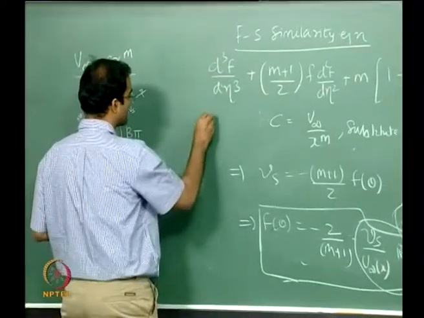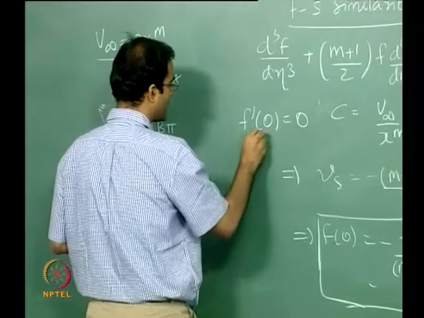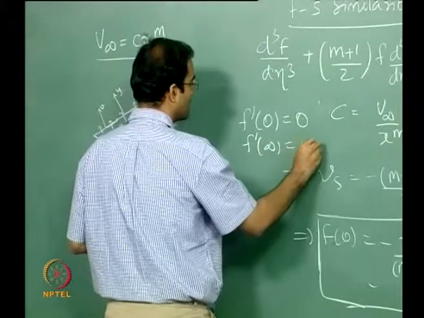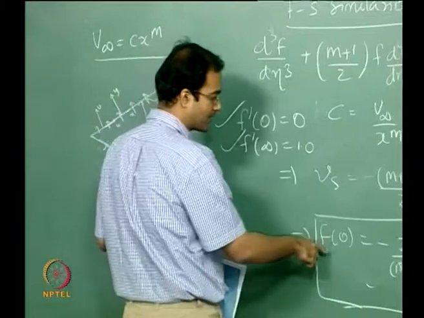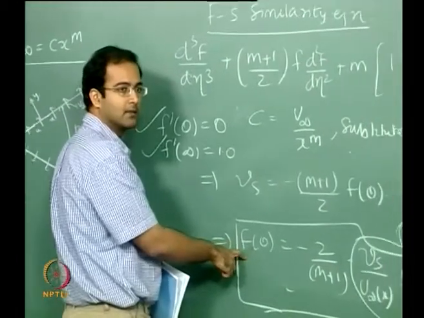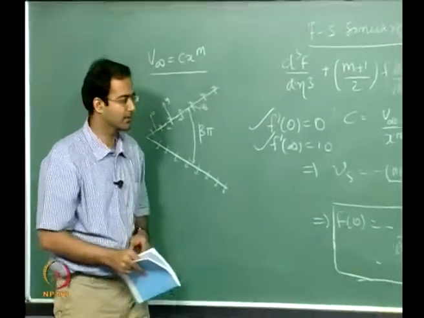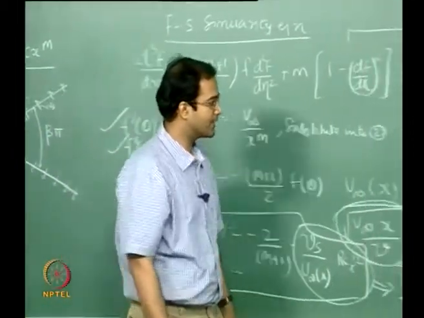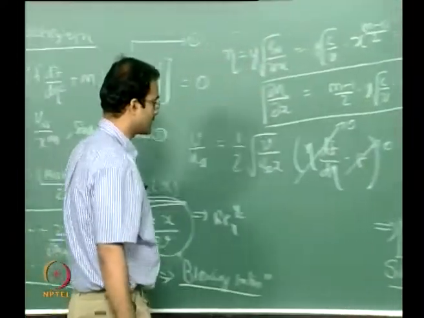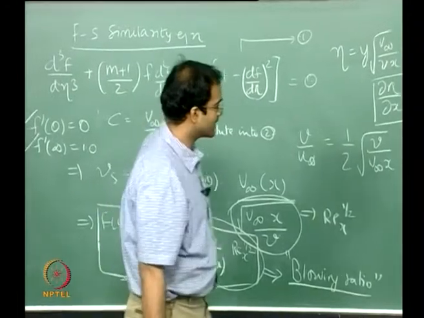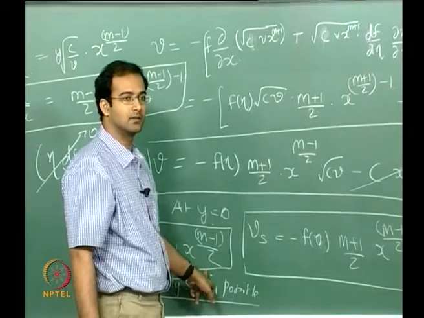So what is your other boundary condition? Your f dash of 0 equal to 0, and your f dash at infinity equal to 1. So these two boundary conditions are the same, the only boundary condition which is now slightly different is this, and this is also not so different, earlier this was 0. So for the case where m equal to 0, for this particular case Vs can vary only as x power minus half.